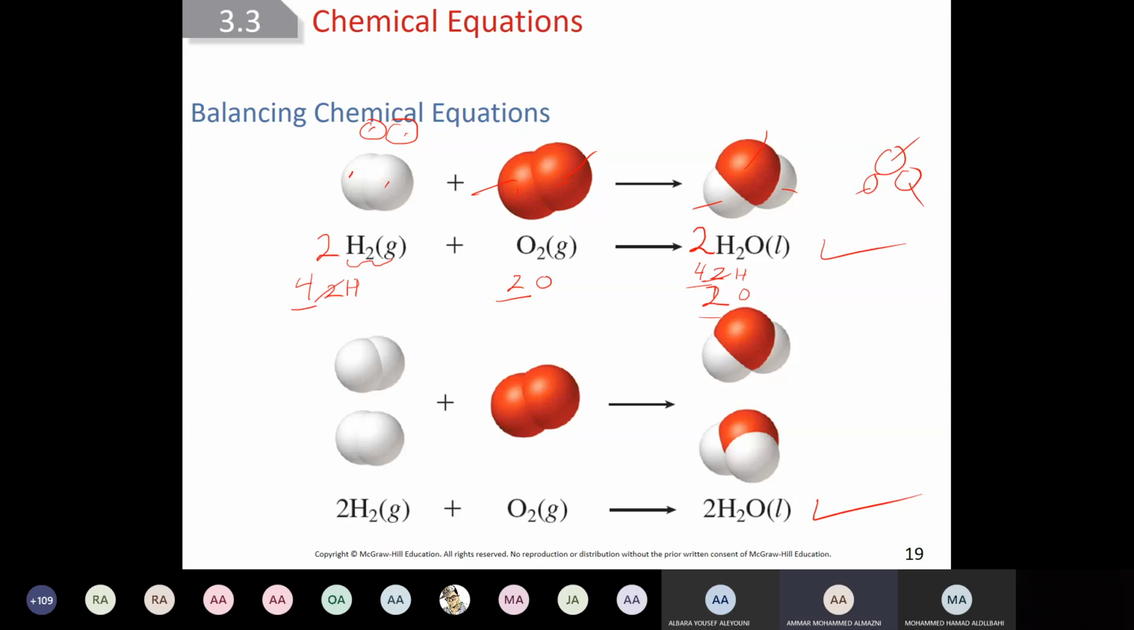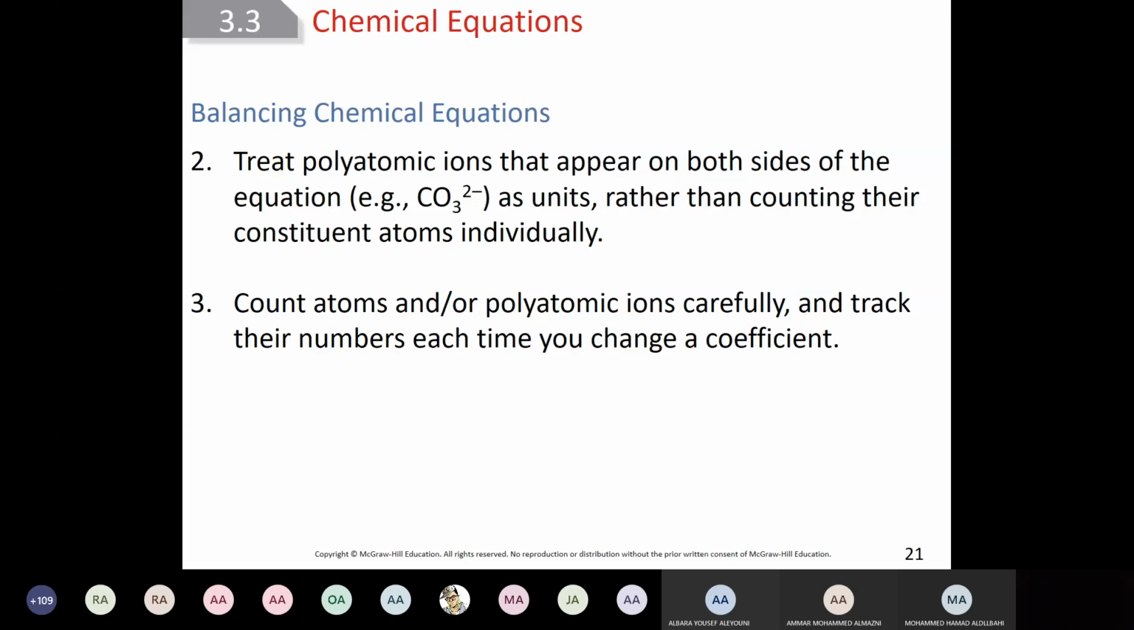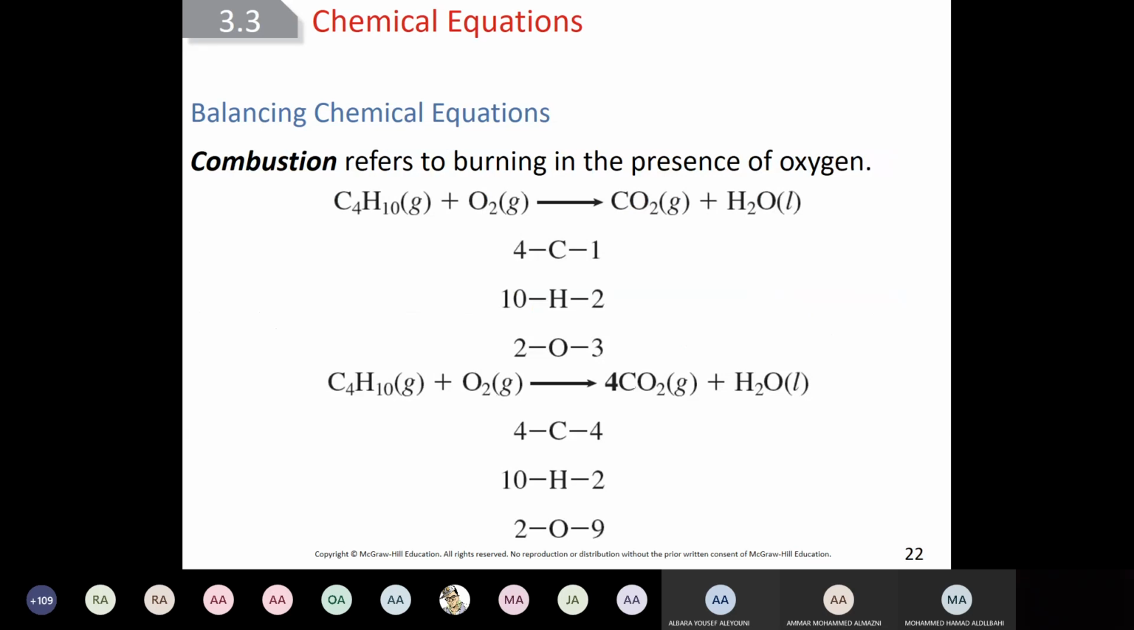Clear? Yes. Okay, good. When we have a whole group like CO3 2 minus, we can treat it as a group, a multi-atomic ion. In balancing, we can use CO3 as a whole group and always follow it up as a whole group. Okay, very good.